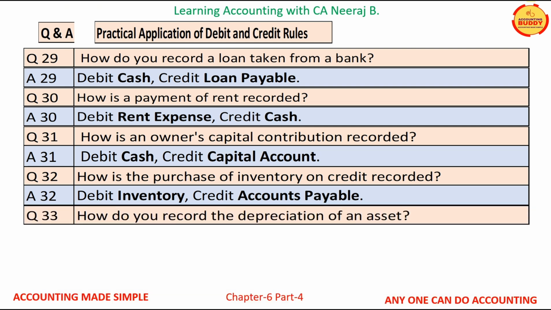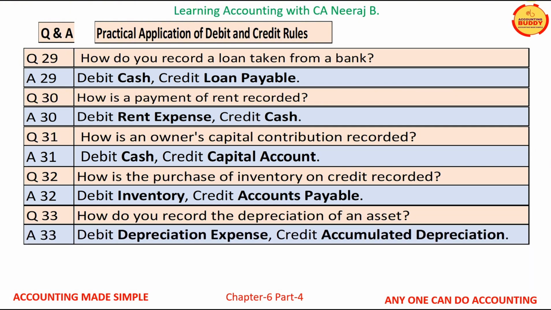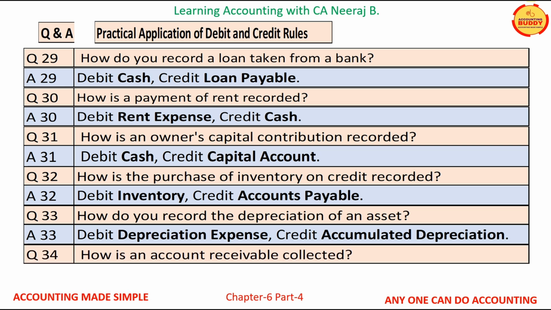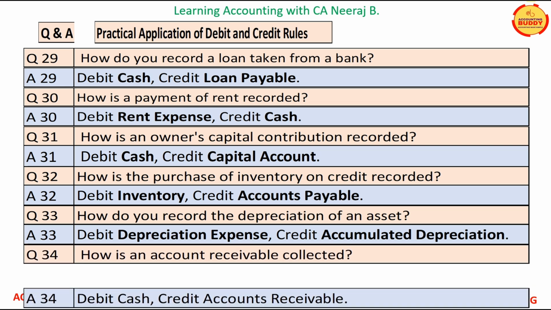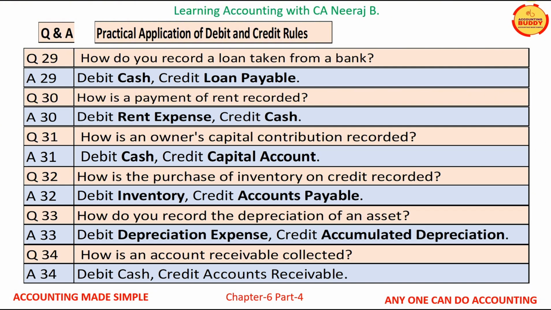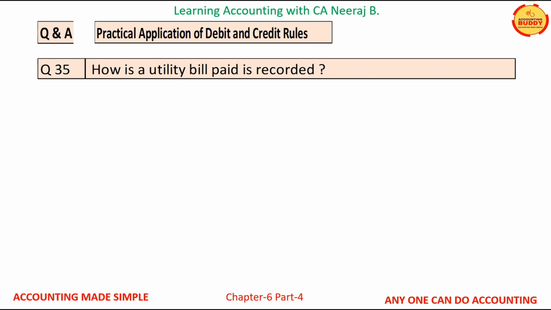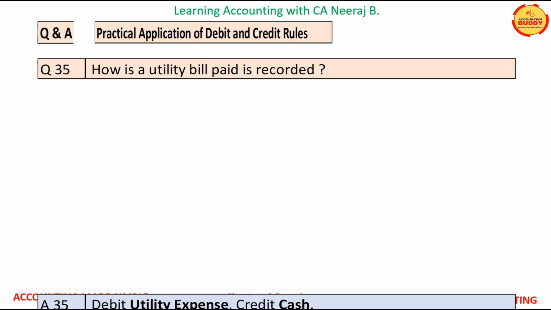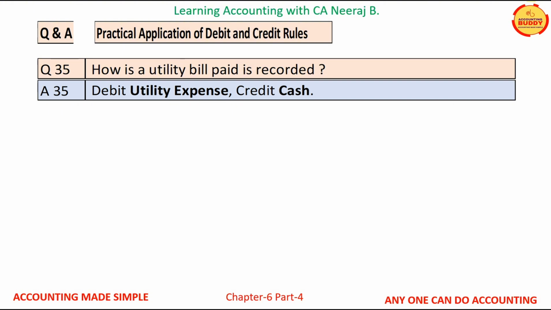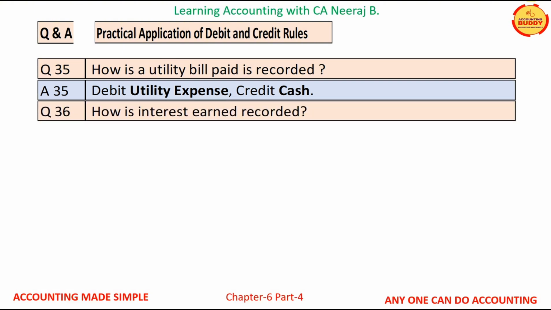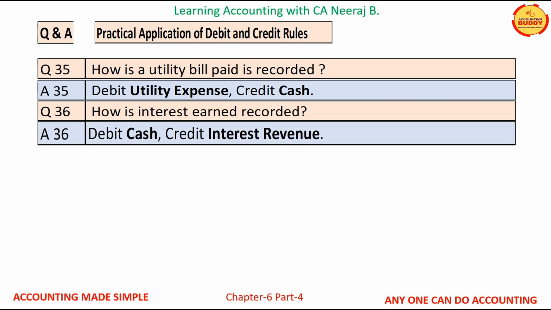Question number 33. How do you record the depreciation of an asset? The answer is debit depreciation expense and credit accumulated depreciation. Question number 34. How is an account receivable collected? The answer is debit cash and credit accounts receivable. Question number 35 is how is a utility bill paid recorded? The answer is debit utility expenses, credit cash account. Question number 36. How is interest earned recorded? The answer is debit cash and credit interest revenue account.